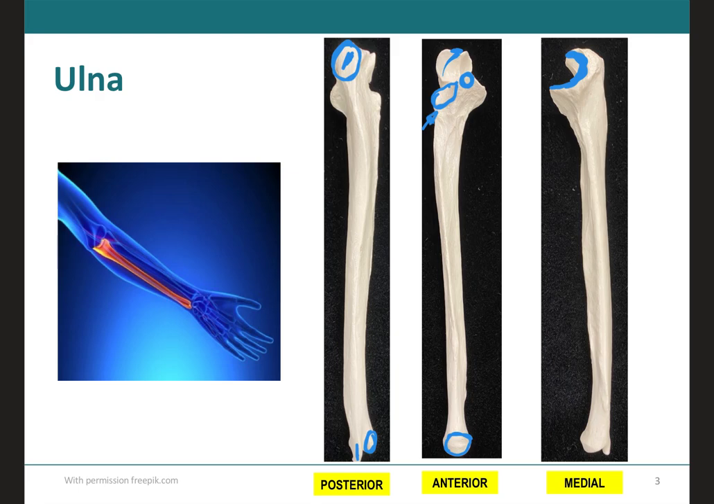One thing that we should mention is that the head of the radius is the only head that's going to be distal on a long bone. All other heads will be proximal, meaning that they will be further up, closer to the torso.